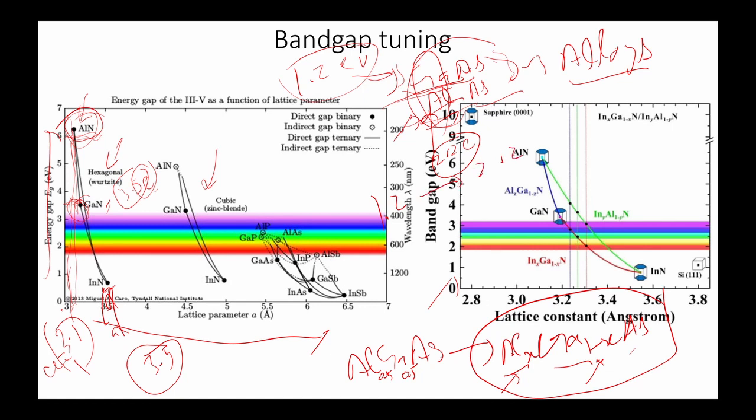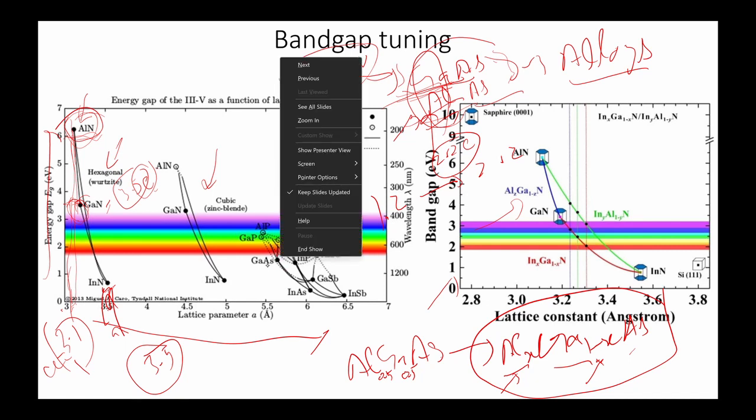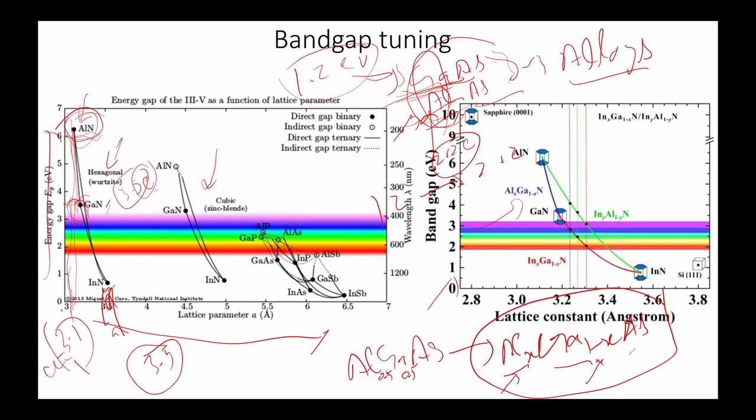I don't remember actually how much the band gap of gallium arsenide is. I can check here. Actually, this one is for the nitrides only. Gallium arsenide is here. It is around 1.5 only. So we can tune the band gap like this.